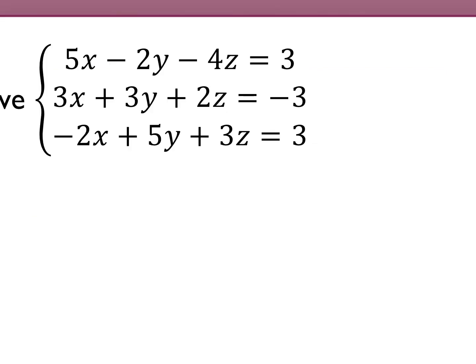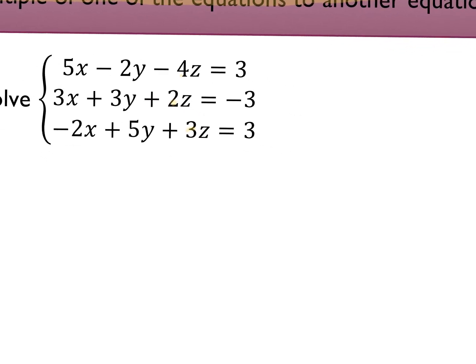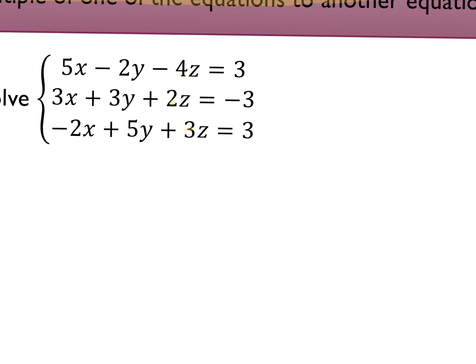If we look at our system of equations here, which variable jumps out at you as easiest to manipulate or eliminate? If it were me, I would probably choose to eliminate z, because the coefficients for all 3 z's are fairly small. I know the common multiple of -4 and +2 is 4, so I would choose to multiply equation 2 by +2.